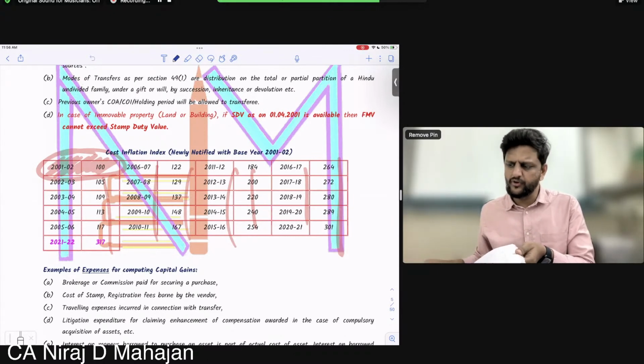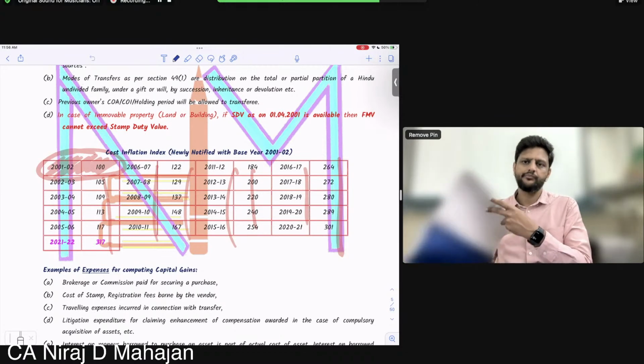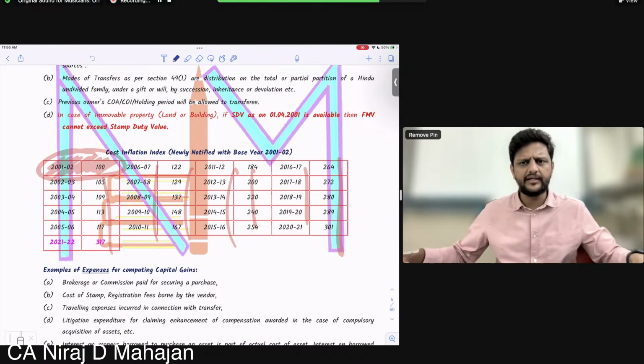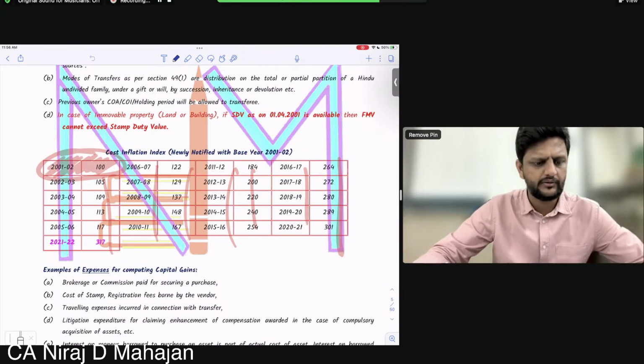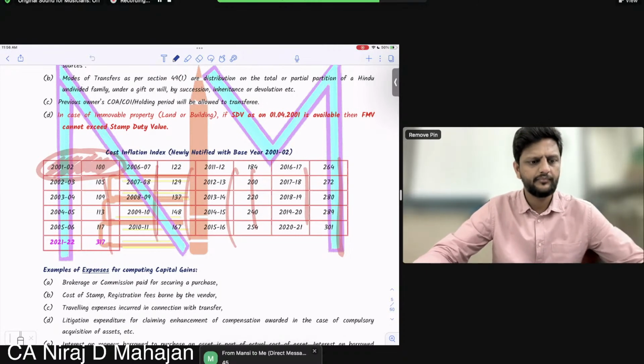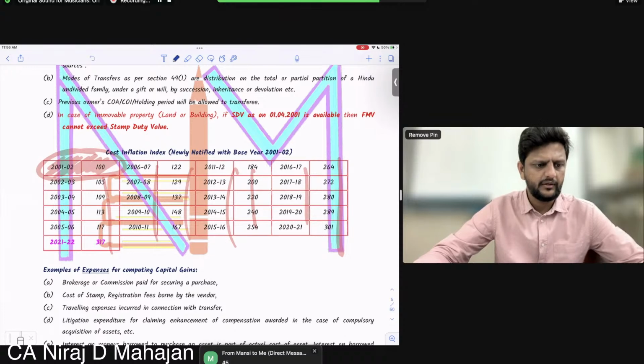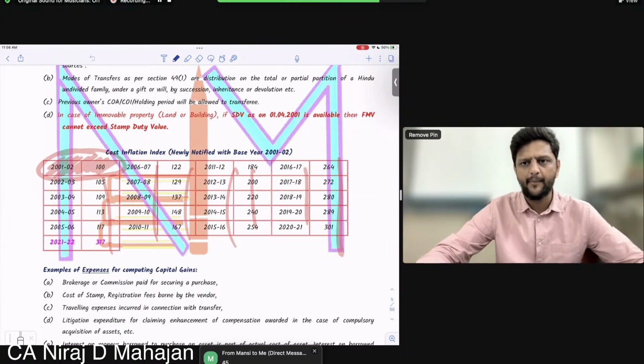What have we seen so far? What is the charging section? Tell me quickly. What is the charging section, everybody? Which one for capital gains? 45. Okay, good, great. And in that, what we had seen: income arising, profits or gains from transfer of capital asset.